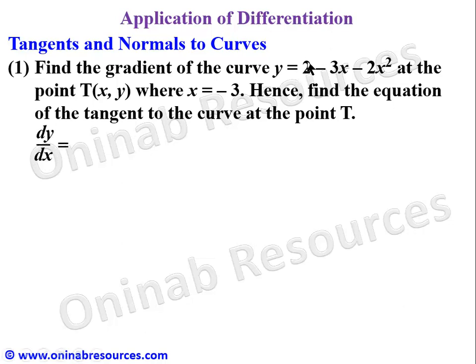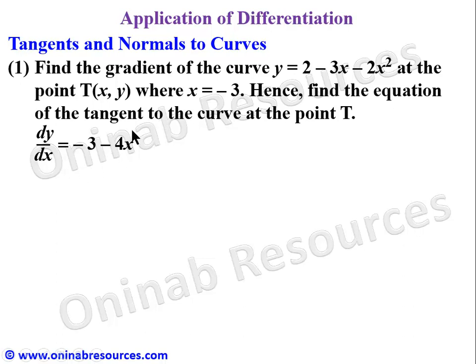The derivative of a constant is 0, so that one is gone. The derivative of negative 3x is negative 3, and the derivative of negative 2x squared is negative 4x. So you can check some of our videos on differentiation.